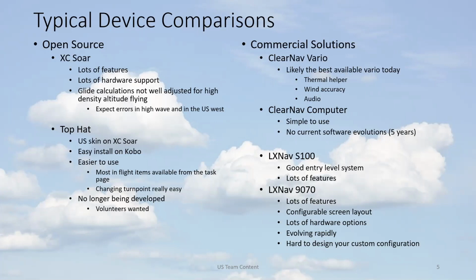Now, the commercial solutions, I'm going to look at high-end ones and low-end ones. So the ClearNav Vario is a really, really good Vario. It's probably the best Vario I've flown with, and has a really intuitive thermal helper. And I found the wind to be particularly accurate also. But it's a 2 1/4 inch instrument with a navigation head on it, but it does relatively straightforward navigation. It doesn't do complex competition tasks.